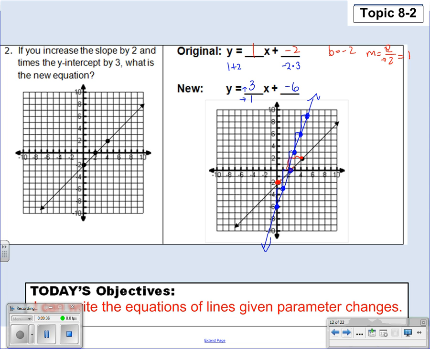As we draw a line, we can see that the new line is more steep than the original. Which again, this makes sense because our new slope is 3 and our original slope, or old slope, was 1. So the new slope being bigger, 3, is going to make the line more steep.